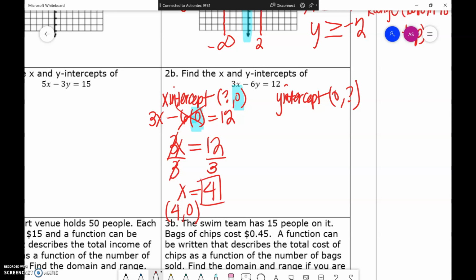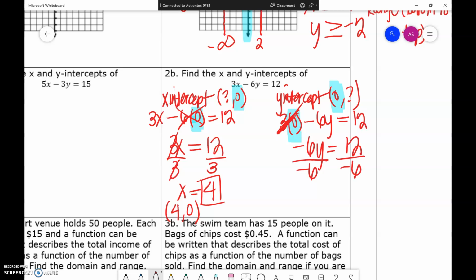All right, when we go to y-intercept, we're going to have 3 times 0 minus 6y equals 12. So same thing, I substituted it in, but now it's for my x. So anything times 0, that goes away. So I have negative 6y equal 12. Then I'm going to divide by negative 6. These cancel out here. So then I have y equals negative 2. And my coordinate point would be 0, negative 2.